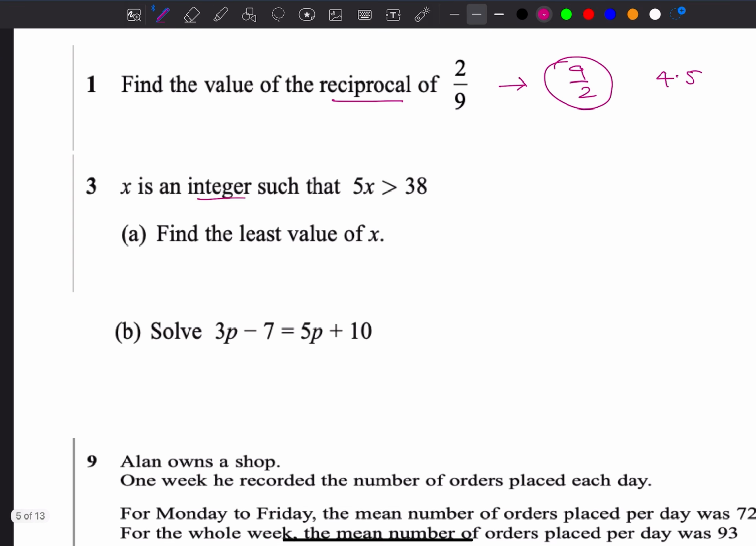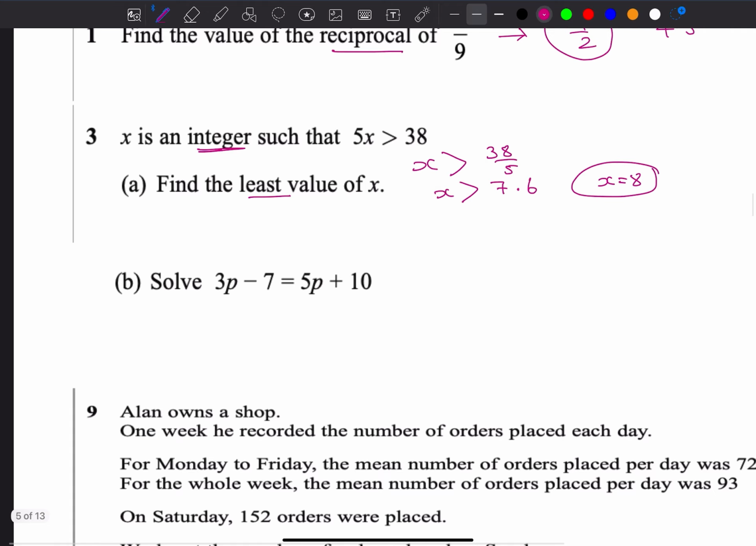Okay, x is an integer. Integer means whole number. Find the least possible value of x, where x is greater than 38 divided by 5, which is 7.6. So x is bigger than 7.6, what's the lowest value? What's the next number after 7.6? It is 8. x equals 8. That's the answer, because x is greater than 7.6, so it must be 8. The smallest value.